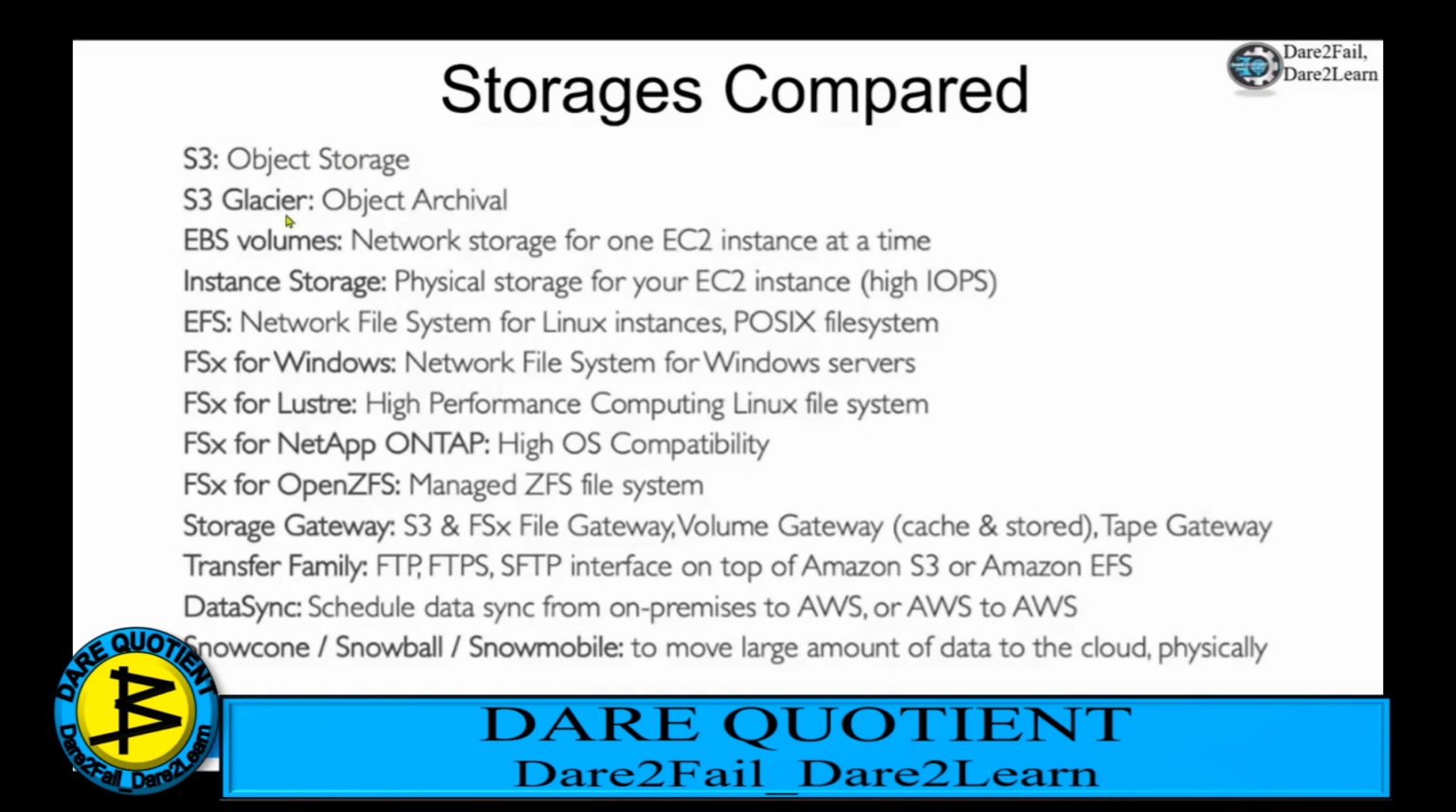Next, we have the Glacier, which is used for archival purposes. For a lot of the cases where you use Glacier, you have to use the lifecycle policy to move your data from any of the S3 classes into Glacier. That is employed because it reduces the cost. It is cheaper than all the other S3 classes.